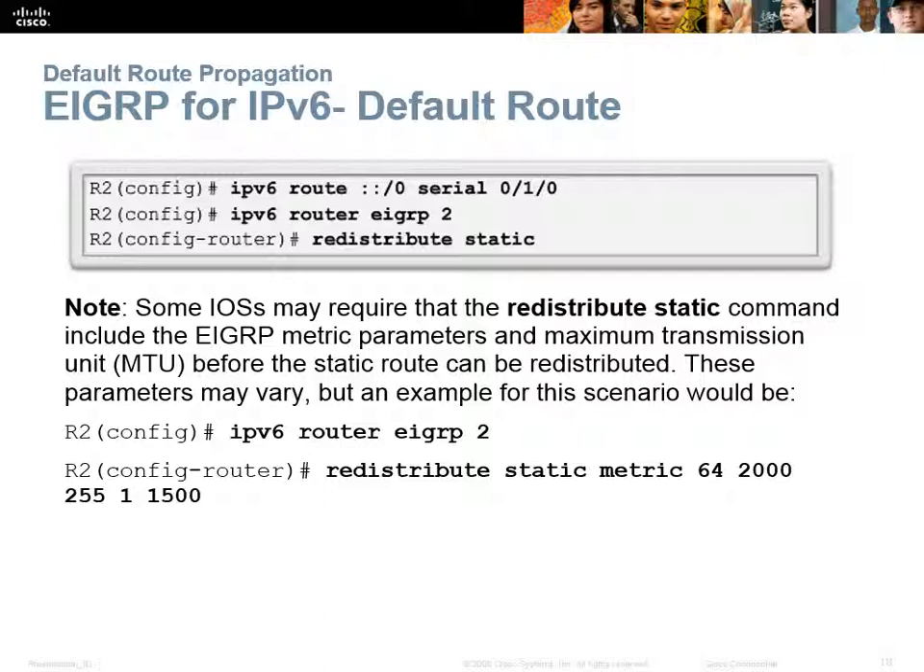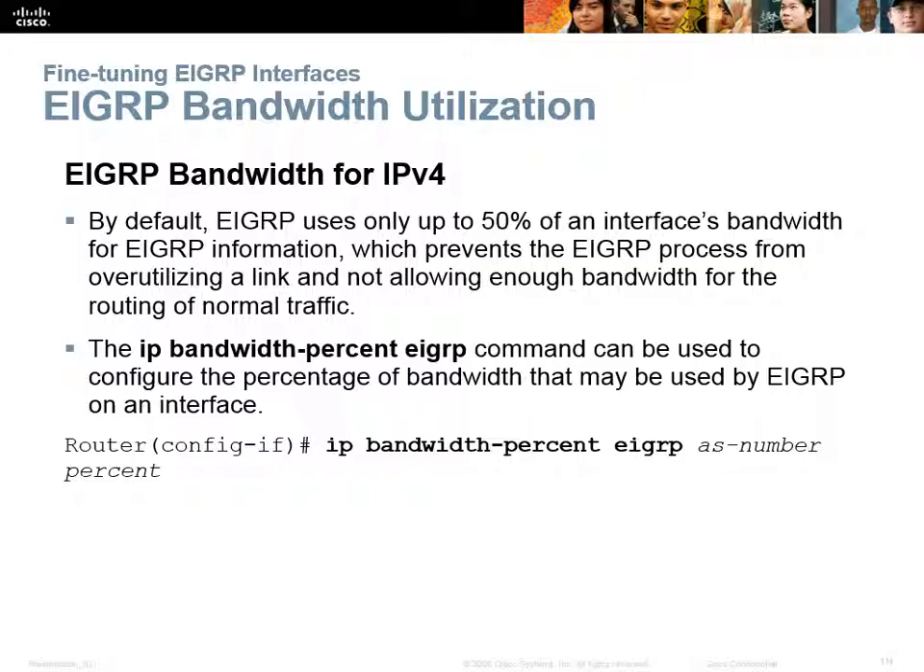And if I want to specify more parameters, I could say the metric is going to be 64, which is our bandwidth, 2000, which is our what? Delay. This is our delay time. What's 255? Reliability. What's our 1? Load. No, transfer and receive. 1500. MTU. Remember, those are the metrics that are on that. We're specifying all the metrics.